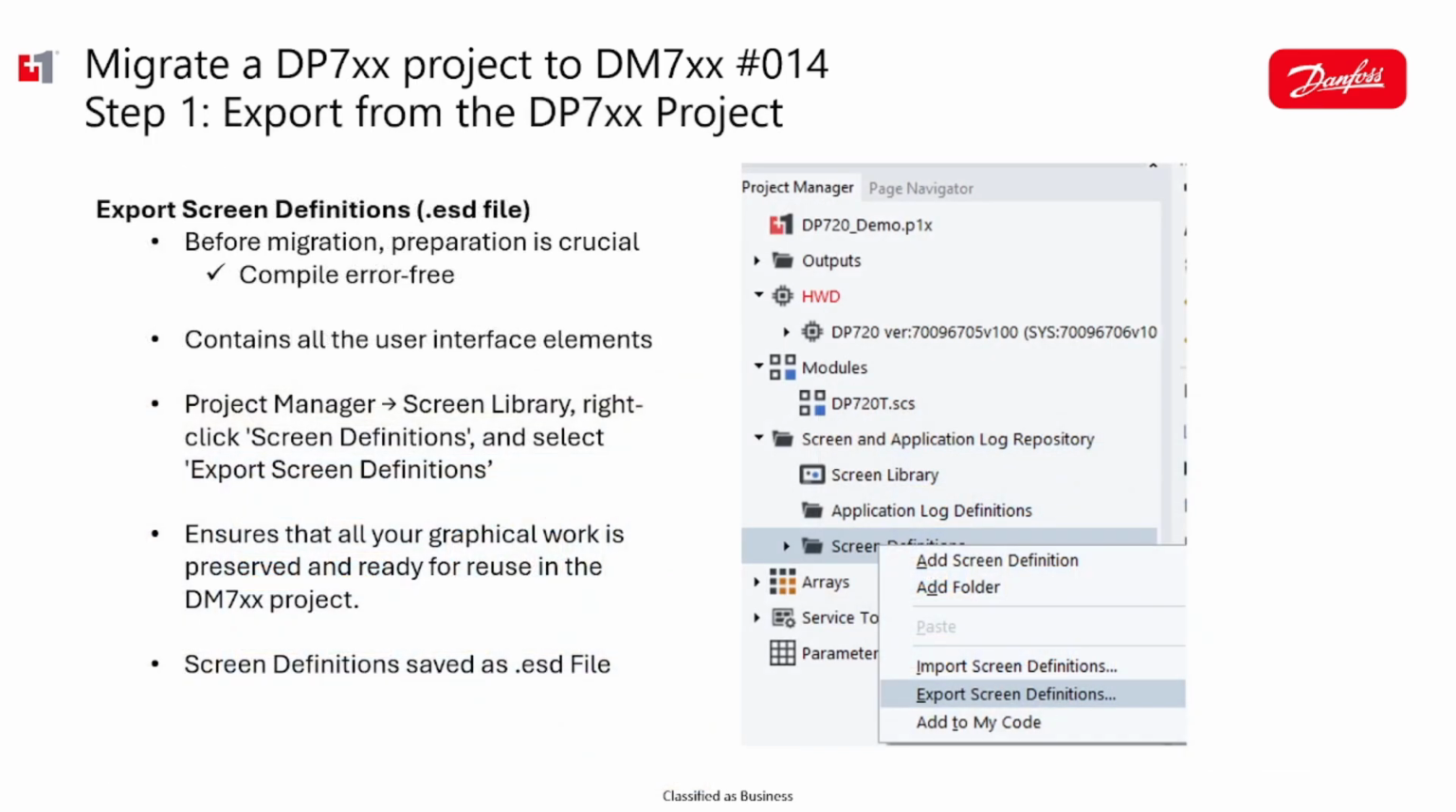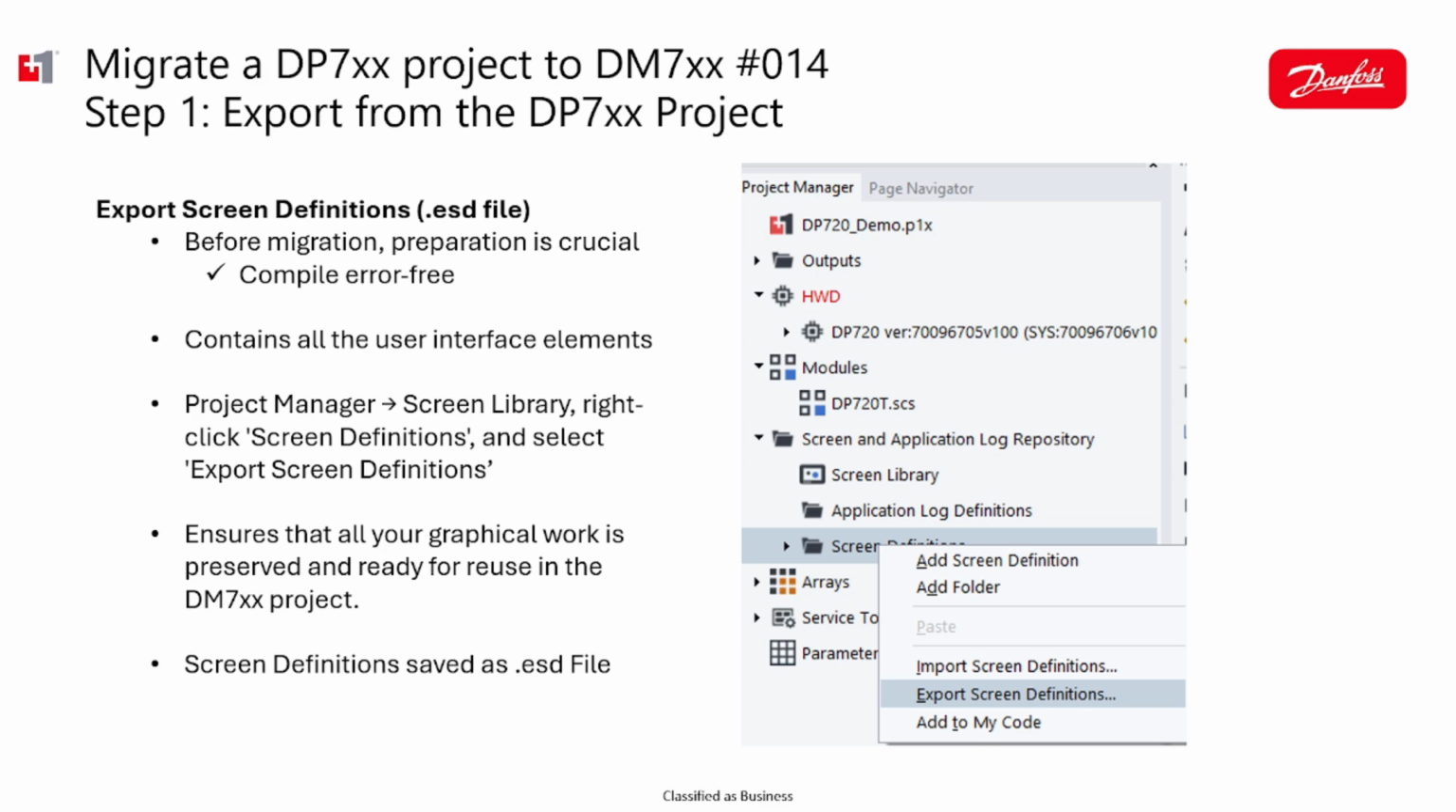Starting with Step 1, export from the DP7 project. Before migration, preparation is crucial. Start by compiling your DP7 project in PLUS+1 guide to confirm that it is error-free. If the source project contains errors, those errors will migrate along with the project, making debugging more complicated in the DM7 project. By starting with a clean project, you isolate migration issues from existing problems.